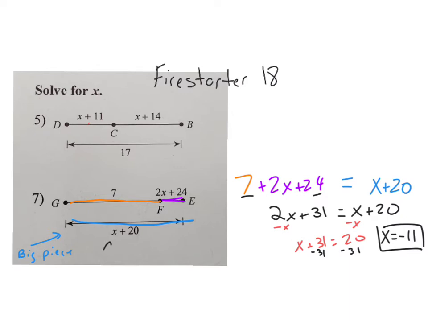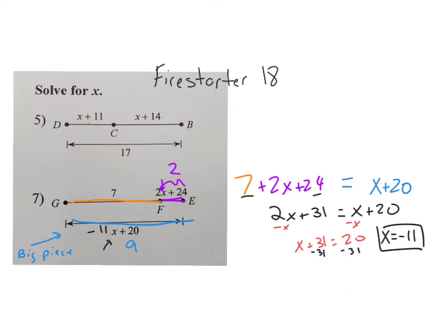So I'm going to put negative 11 in right there. I'm going to see what it gives me. Negative 11 plus 20, the blue piece should turn into 9. All right. 2x plus 24. So 2 times negative 11, if I put negative 11 right there, is negative 22 plus 24. So the other piece should be 2. Well, 7 plus 2 does equal 9.